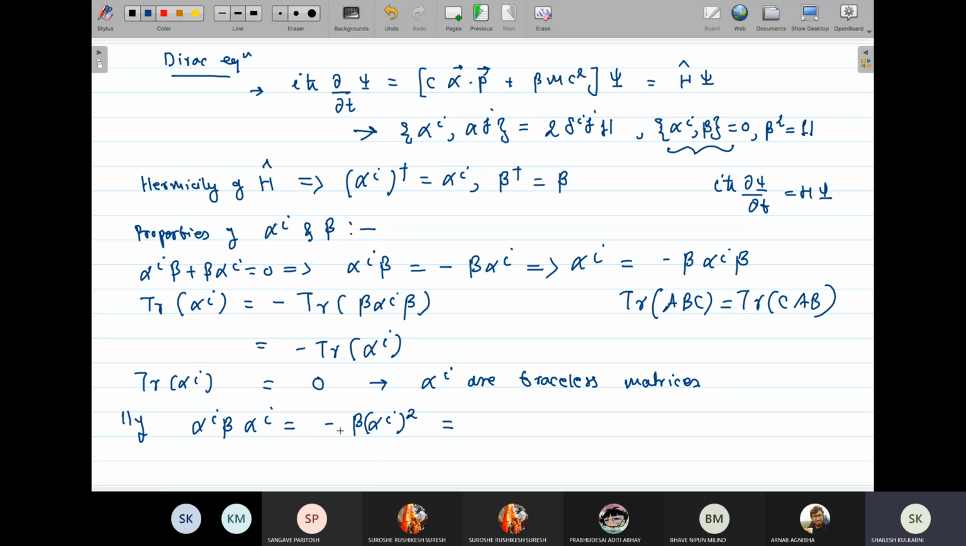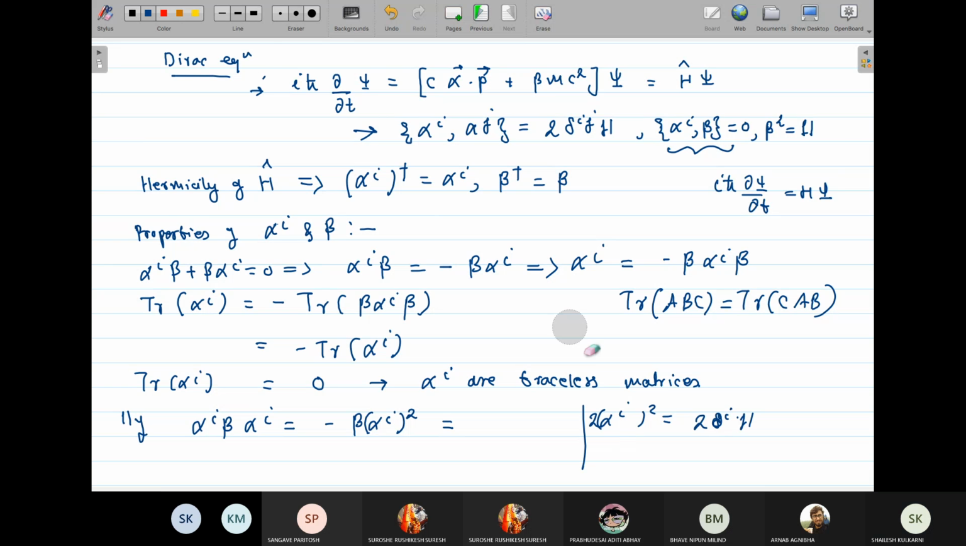Alpha I beta alpha I equal to minus beta alpha I square. Okay, so this implies that, see, alpha I square is what? From this relation, let us calculate. Alpha I square will be the anti-commutator of alpha with alpha. If I take it, then it will be twice alpha I square equal to twice delta Ij. So delta Ij will be 1 in that case, identity. So alpha I square is just identity.